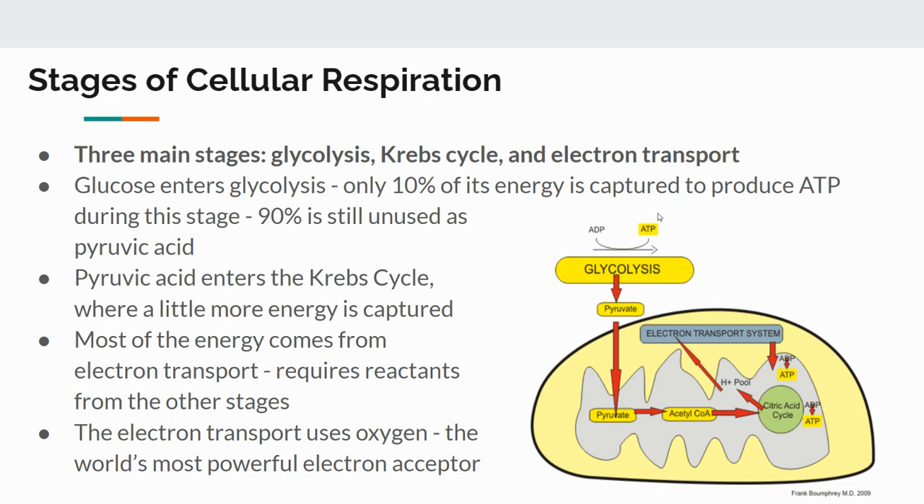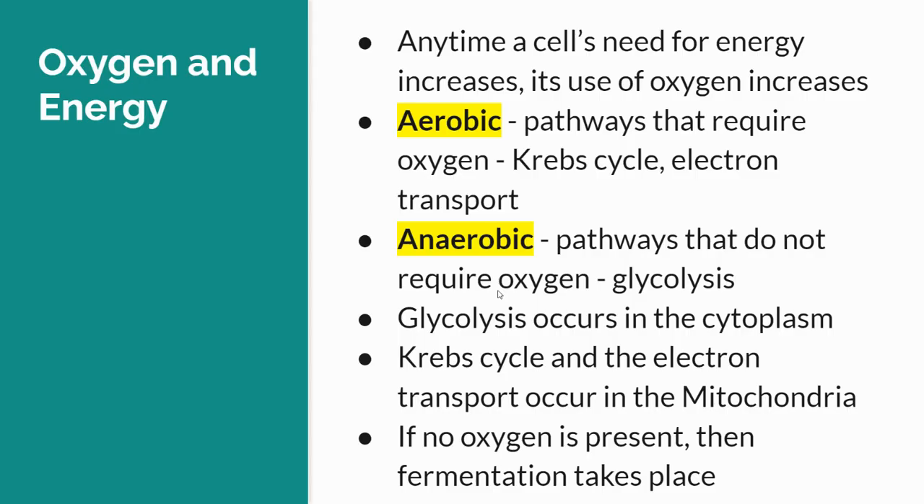Okay, the electron transport uses oxygen. Oxygen is the world's most powerful electron acceptor, the most powerful electron acceptor. Okay. You're like, why is that important? I'll tell you in a second. So, anytime a cell needs energy, its use of oxygen increases. Okay. Oxygen is required at the very end of the electron transport chain. Anytime a cell's demand for energy increases, its use of oxygen increases too.